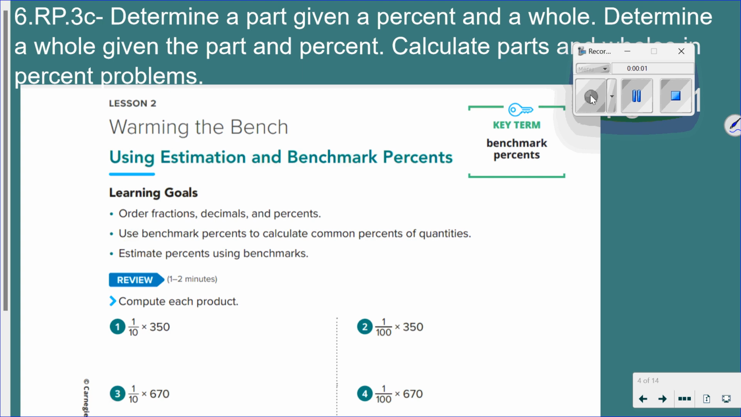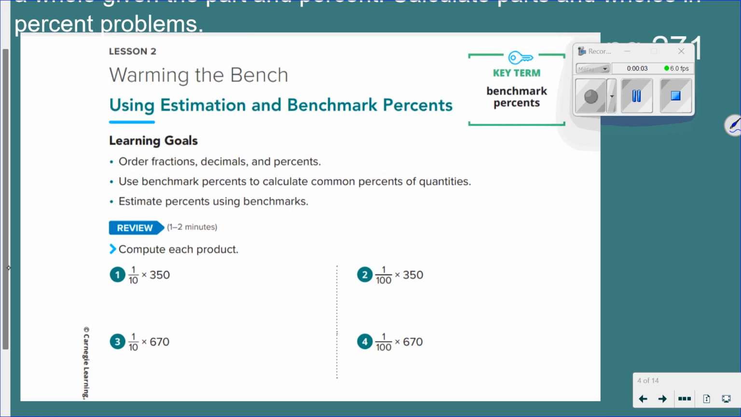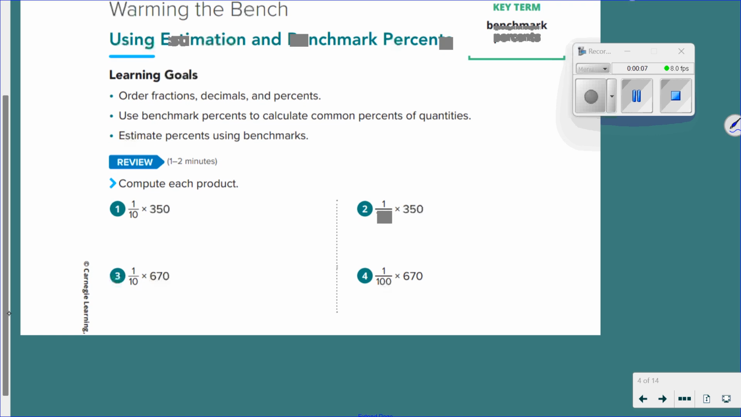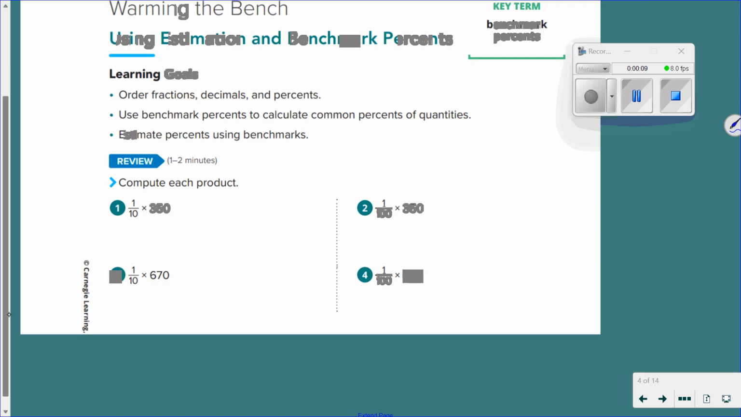Alright, guys, today we are continuing our learning on percents, and we are going to talk about benchmark percents. But first, we are going to compute each product of multiplying a decimal times a whole number, because you will need this during the lesson. So I'm going to give you 4 minutes to multiply these and find the product, and then we will go over it. Any questions? Go for it.